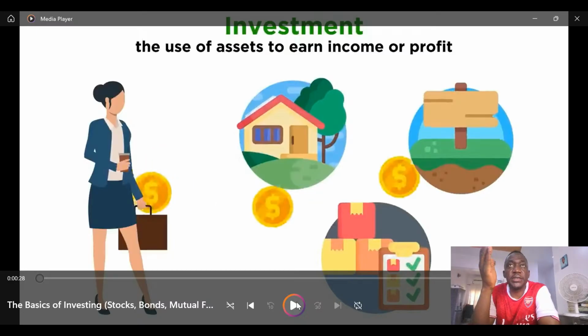Wow. So it's not just enough to invest, but would you be successful in your investment? Remember, you want to earn income and profit, right? That's your investment. Is it going to earn you profit?